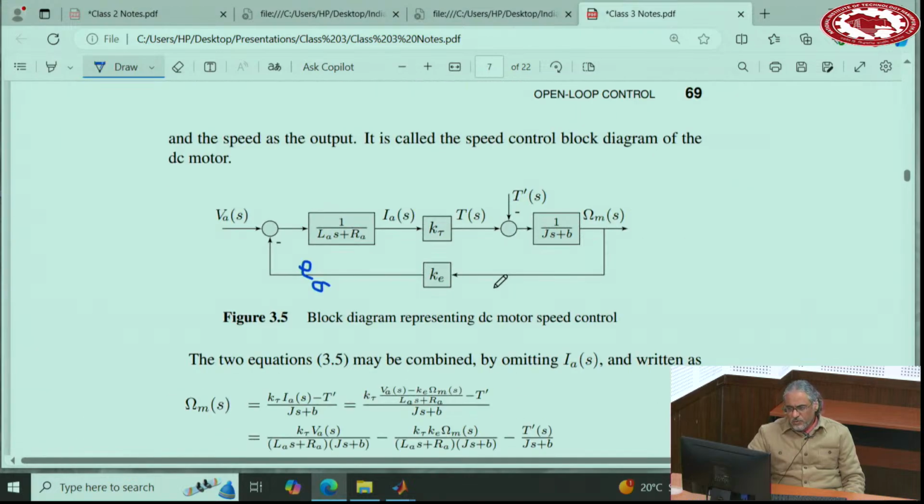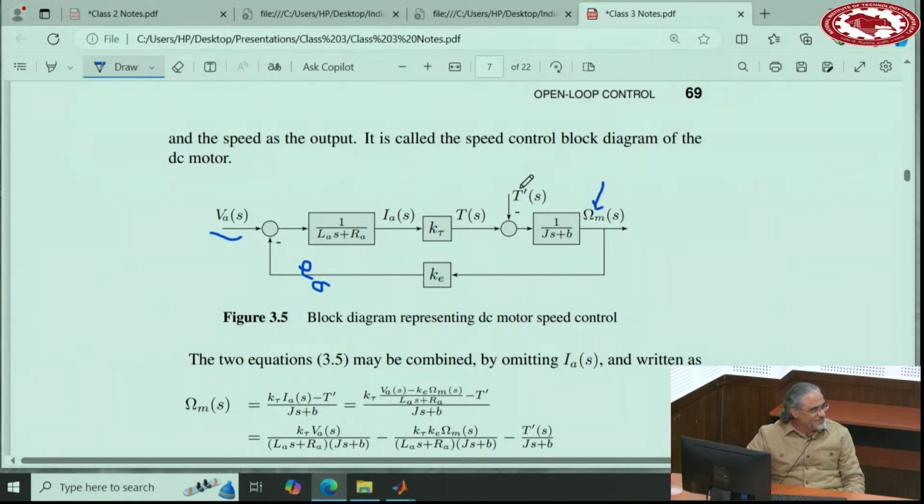Torque minus the load torque, divided by Js plus B, this is this equation here, gives you the speed. We use capital letters in the Laplace domain. It's all right if you use lowercase, but normally we use capital letters. So this diagram shows the transfer function model of the DC machine speed control. If you want to control the speed using the armature voltage, this is the input. Armature voltage is the input. The speed is the output.